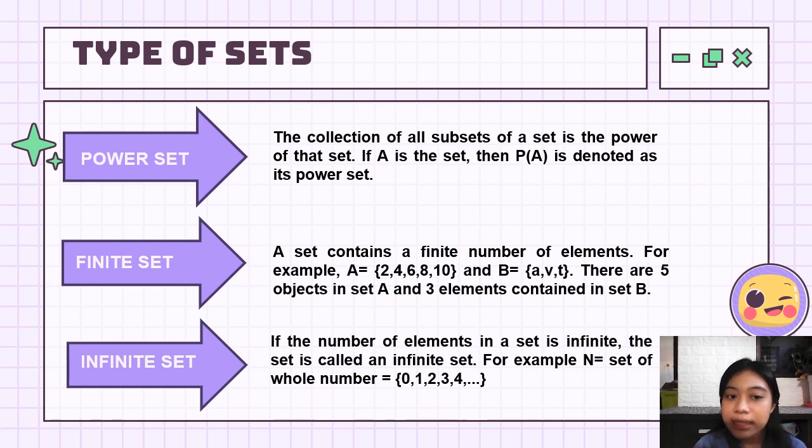Fifth, finite set. A set contains a finite number of elements. For example, A equals {2, 4, 6, 8, 10} and B equals {A, V, T}. There are 5 objects in set A and 3 elements contained in set B. Sixth, infinite set. If the number of elements in a set is infinite, the set is called an infinite set. For example, N equals the set of whole numbers: 0, 1, 2, 3, 4, and so on.